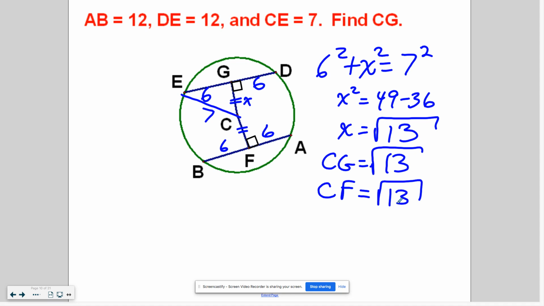So in this case, we drew in the radius of the center from C to E to make the hypotenuse of a triangle. And that helps us solve for stuff, right? So just keep that in mind.